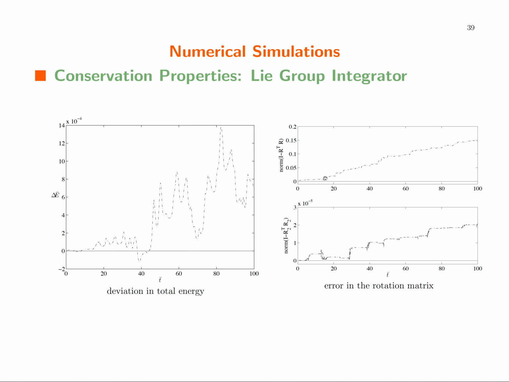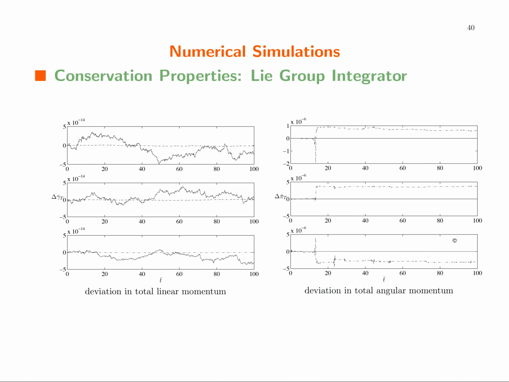And the error in the rotation matrix is again much smaller as well. Okay. All right. This plot here tells you the deviation in the total linear momentum and the total angular momentum.